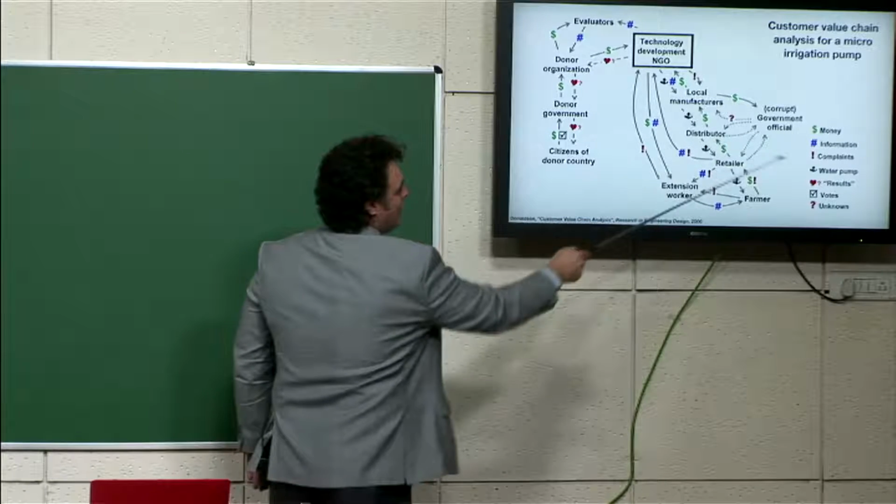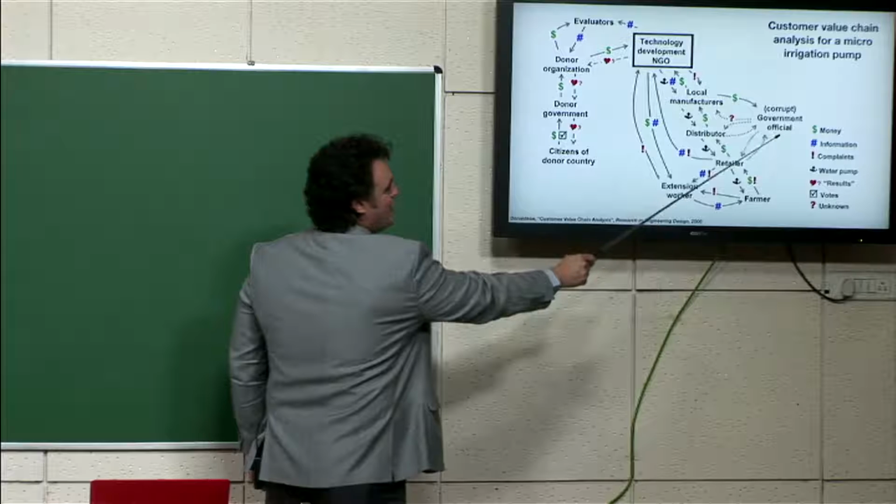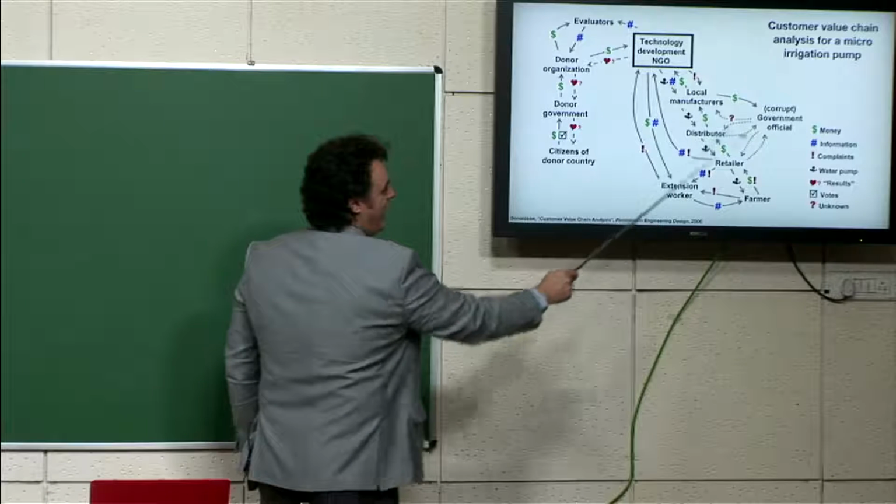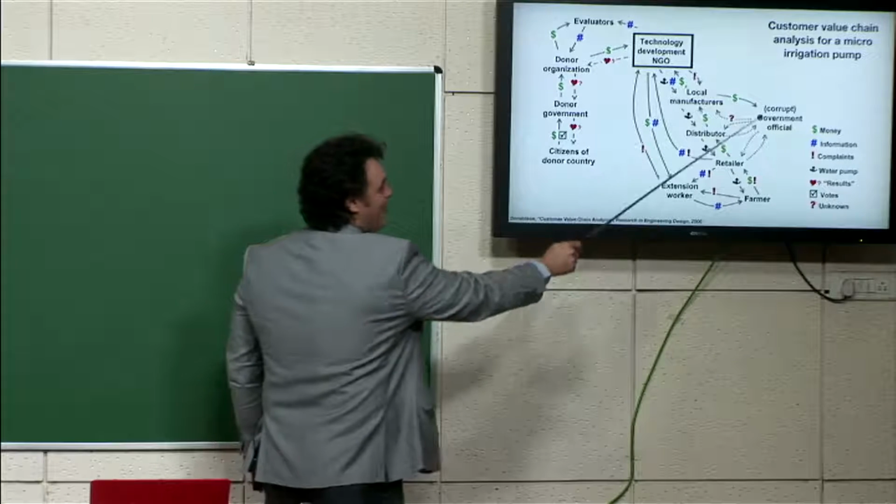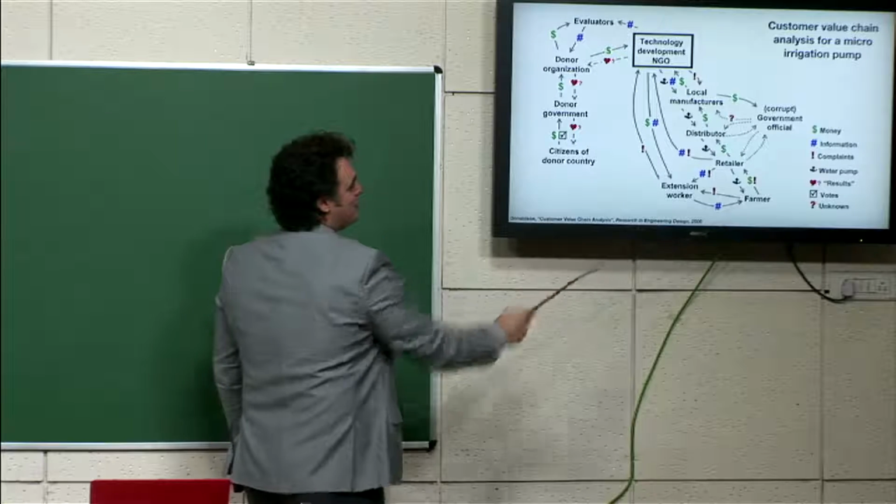Here's the corrupt government official. Look, money's flowing to them, and it's questionable whether they're actually interacting with all these people, but you've got to flow money to them. You know, there's local manufacturers, distributors, et cetera.